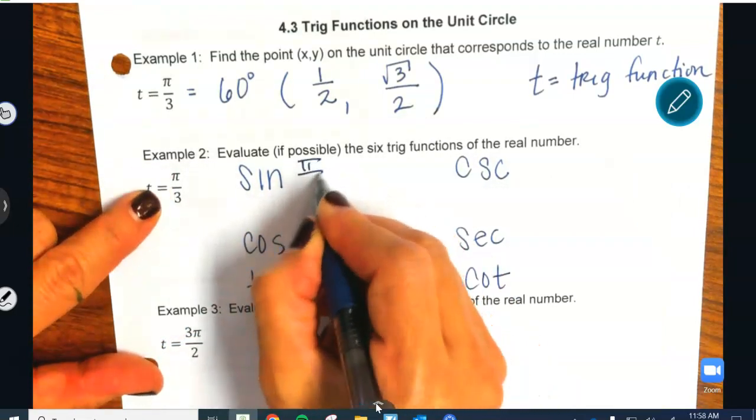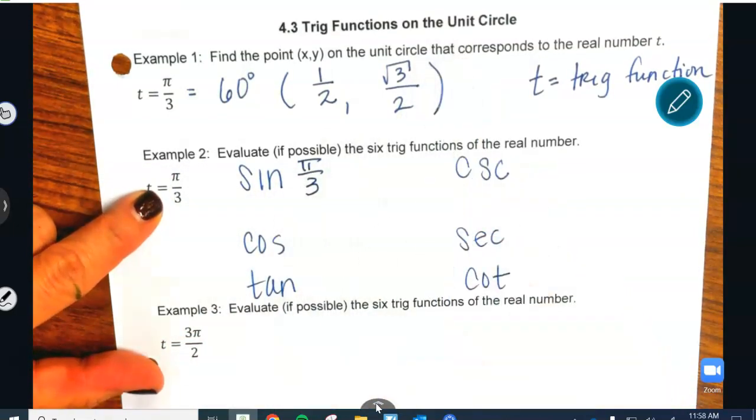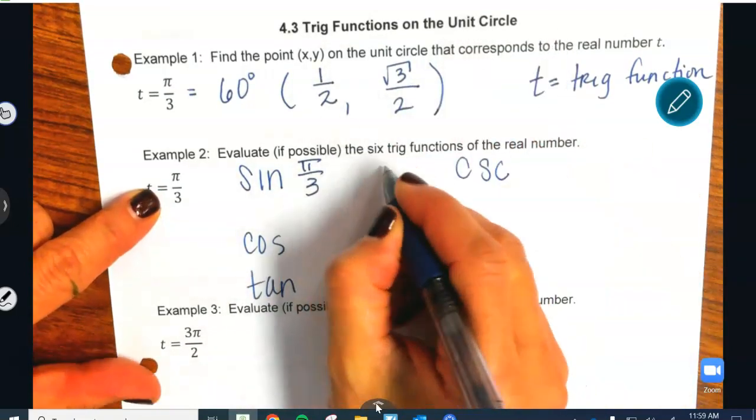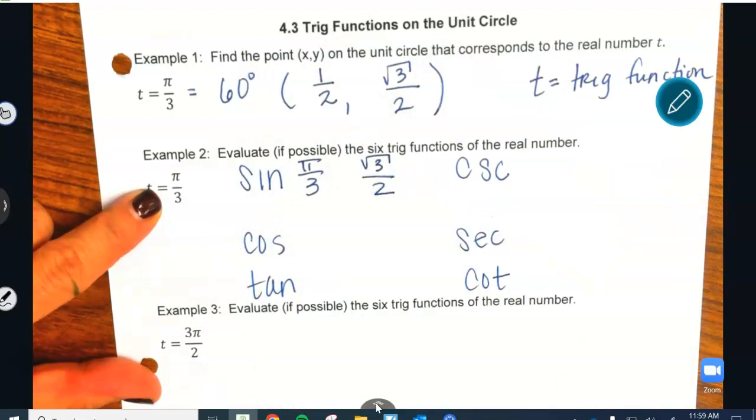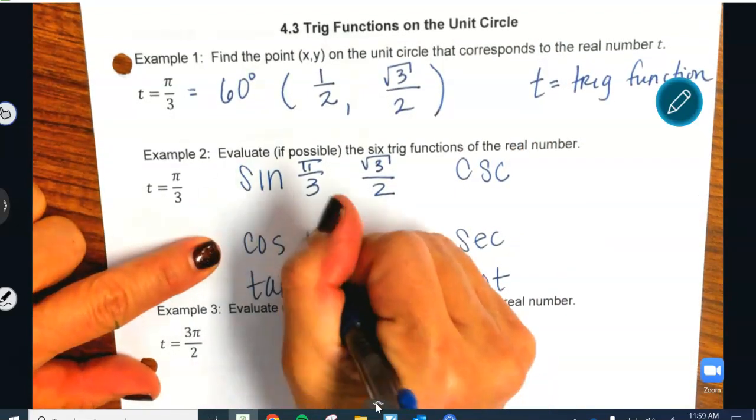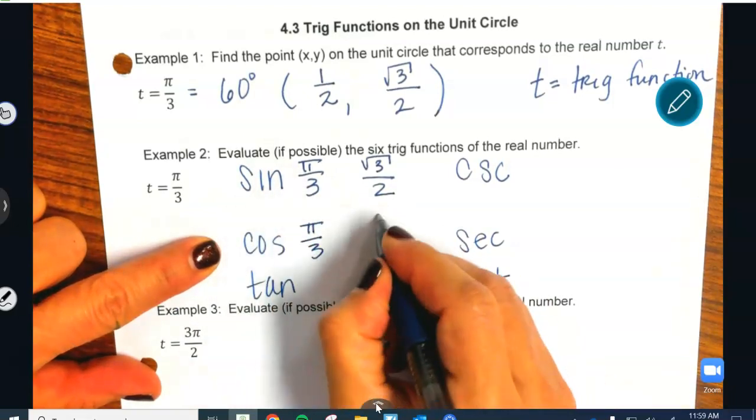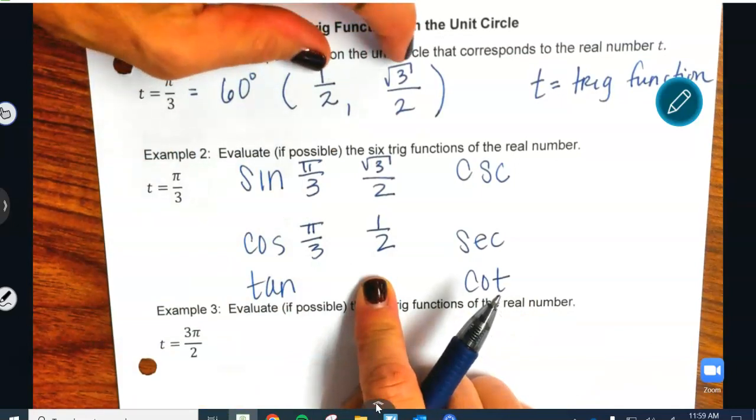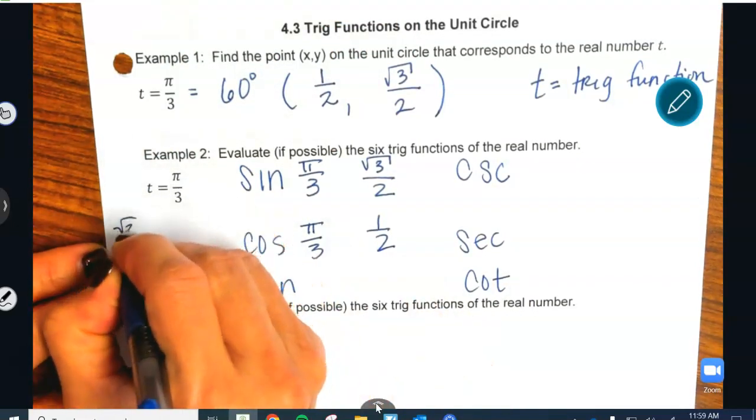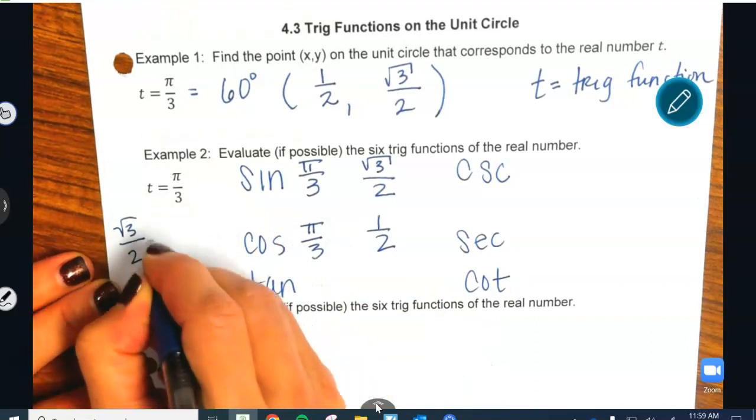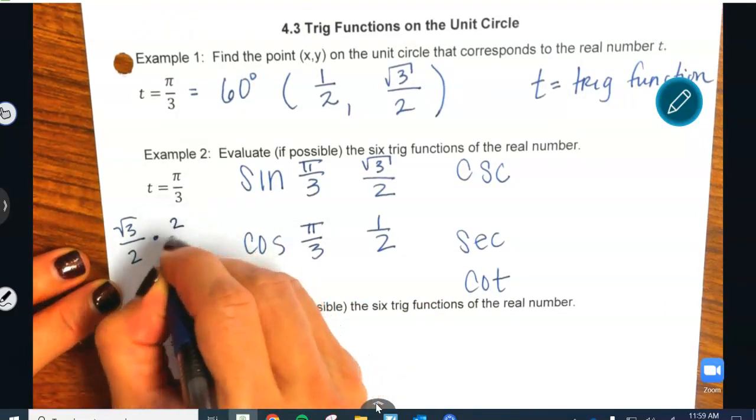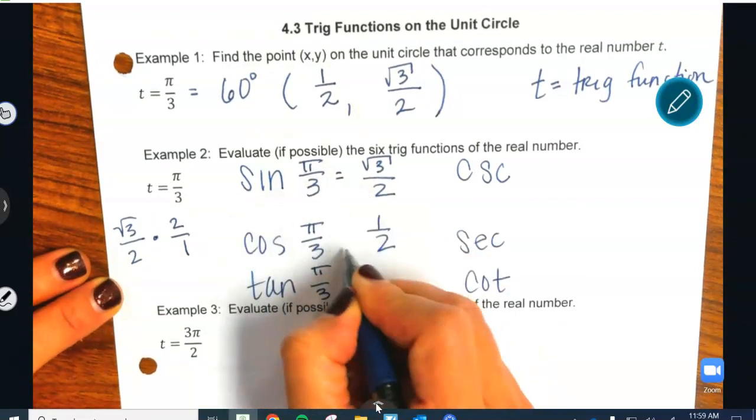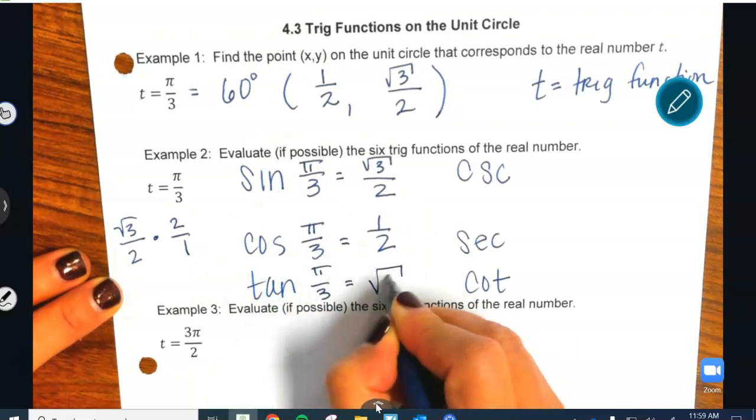Now, sine for pi over 3 on the unit circle, remember it is just the y-coordinate over here, so we're just going to write root 3 over 2. Remember, cosine for pi over 3 is going to be the x-coordinate, so we're going to write 1/2. And remember, tangent is going to be the quotient of these two. It is sine divided by cosine, but we're going to multiply by the reciprocal of cosine. So we're just going to have root 3 here.